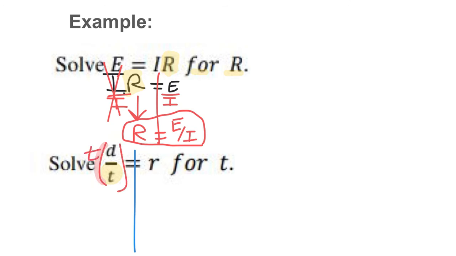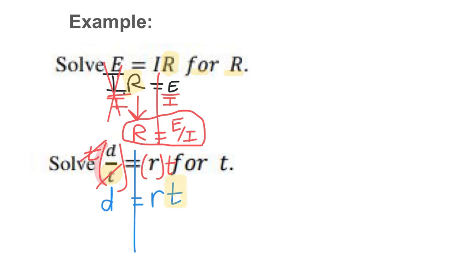So T gets multiplied by T to cancel out division of T, which means I have to come over here and multiply by T on this side too. That leaves me with a D on this side and R times T on this side. But that's not what they wanted. They wanted me to solve for T.